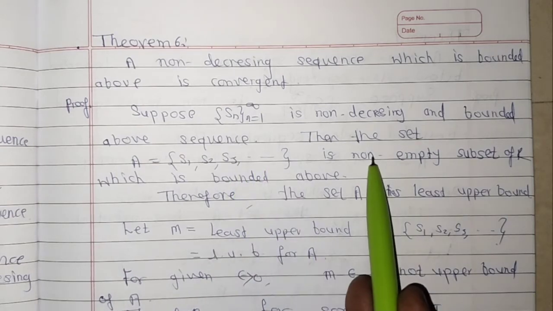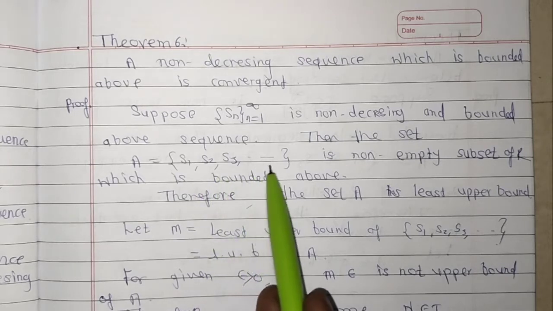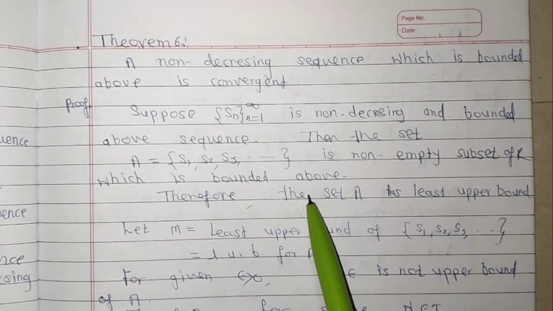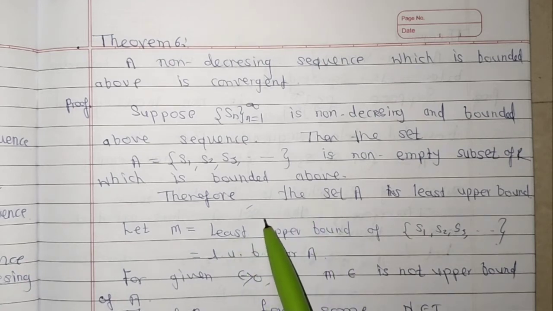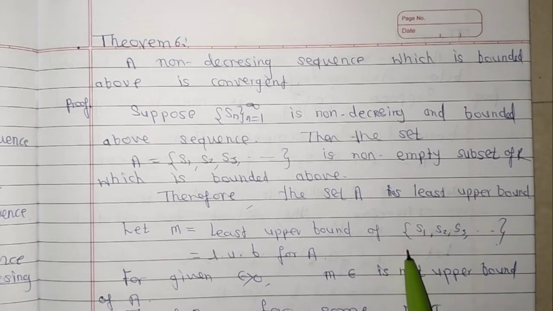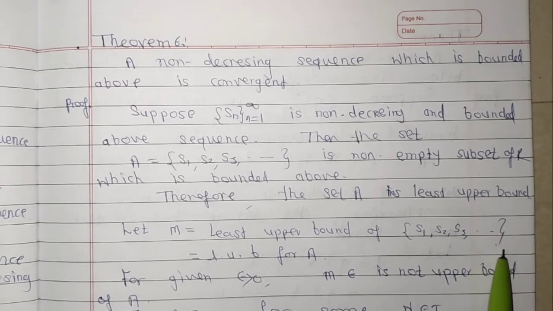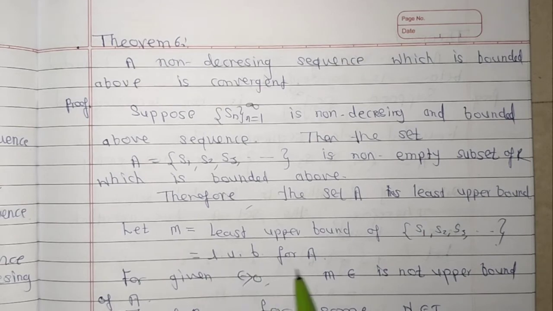Then the set A equal to {S1, S2, S3, ...} is a non-empty subset of R which is bounded above. Therefore, the set A has a least upper bound, say M equal to the least upper bound of the set {S1, S2, S3, ...}. Hence M is the least upper bound for A.